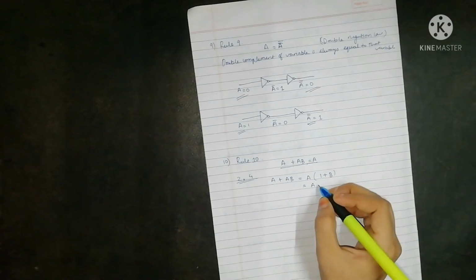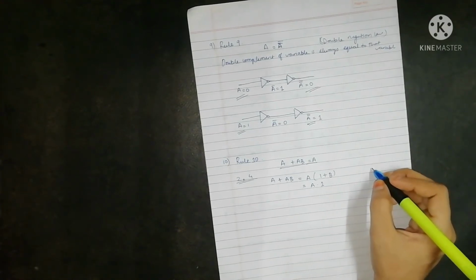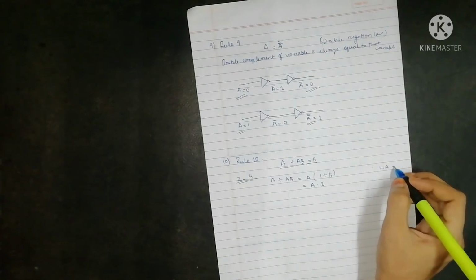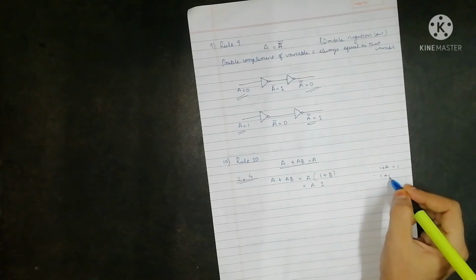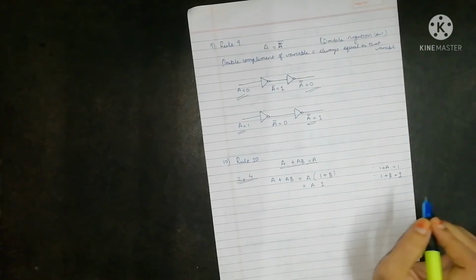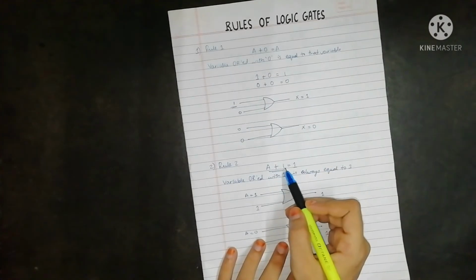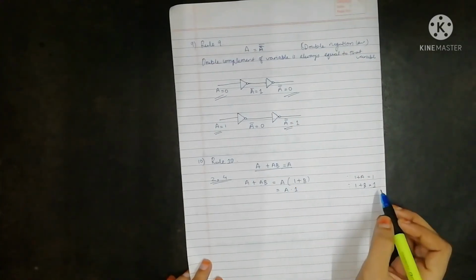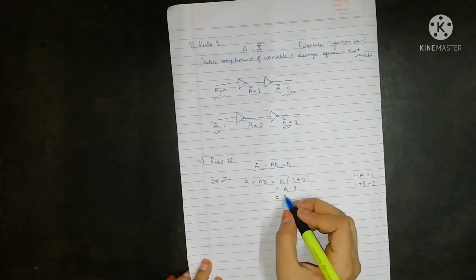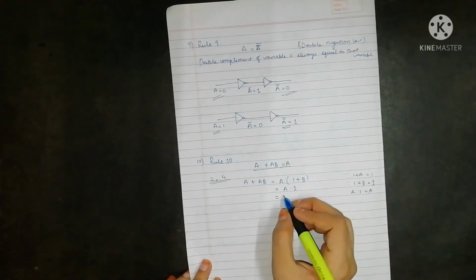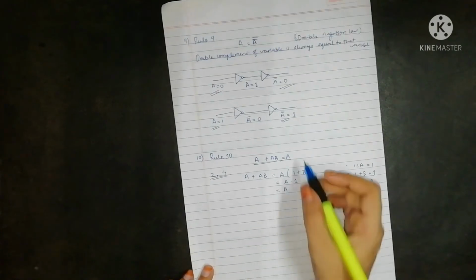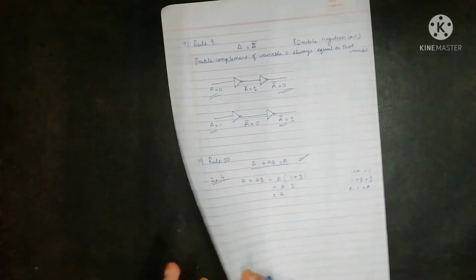So A into 1. Since we studied that 1 plus A is equal to 1, and here I am having 1 plus B, so this can also be written as 1 plus B to be equal to 1. This is rule number 2. See, A plus 1 is equal to 1. So here we took 1 plus B to be equal to 1. And then by rule number 4, which says A into 1 is equal to A, we have the result as A. In this way, this rule is verified.